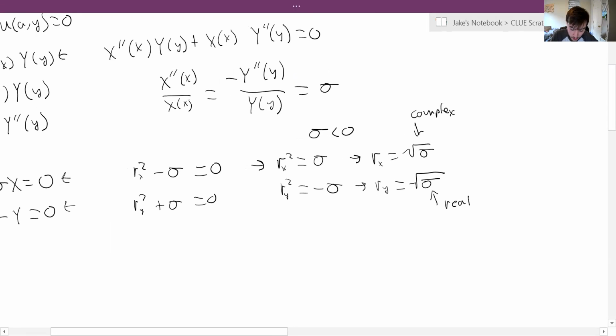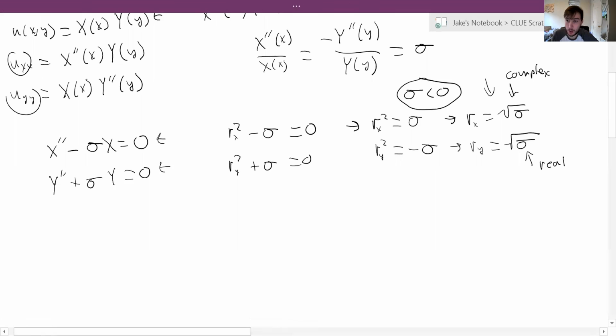But the important thing here is that if we make this assumption that sigma is less than 0, we get complex roots of our characteristic polynomial here and real roots on the bottom. Okay. Now, why is that useful?